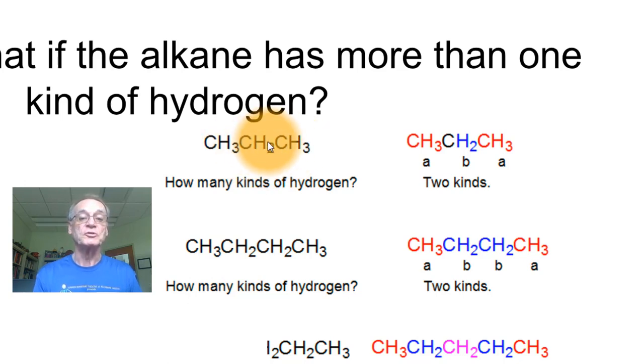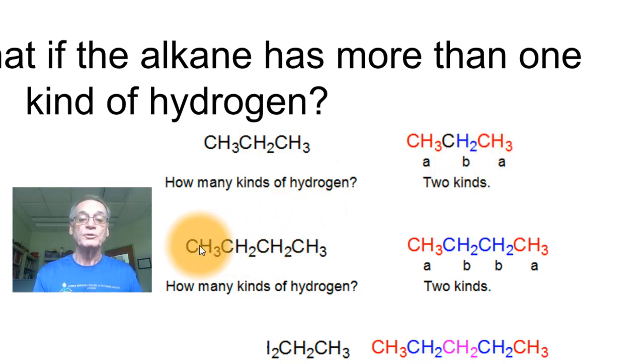Clearly, the CH2 is different, so those 2 hydrogens are different. And I've highlighted that with just using a little bit of color here. So the red ones are the same as each other, and the blue ones are different from the red ones, obviously. So 2 kinds. I've labeled them as A for the methyls and B for the CH2.